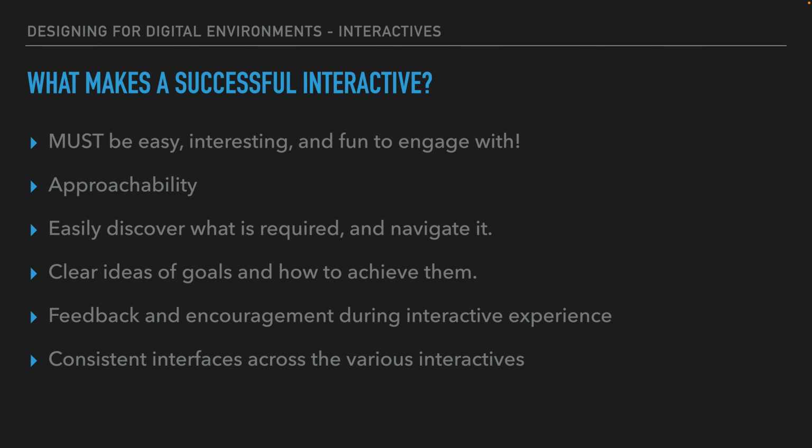So what makes a successful interactive? Now the key things as we start dealing with successful interactions: it must be interesting. It must be easy, so it's easy for the user to do stuff with it. And it must be fun. When I go back to that, remember we talk about it being fun. If people enjoy interacting with something, they're going to continue to interact with it.